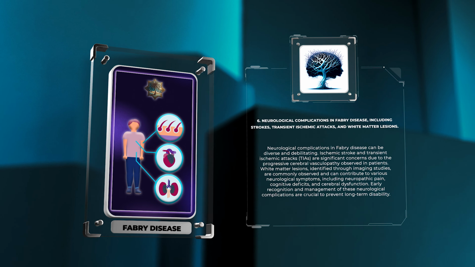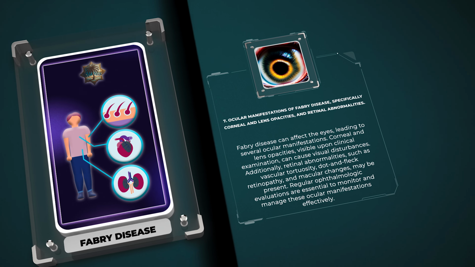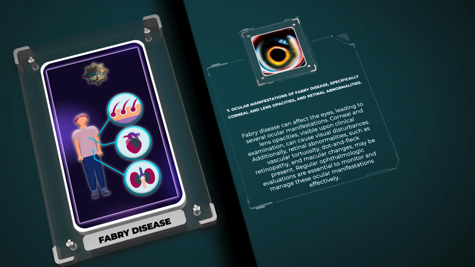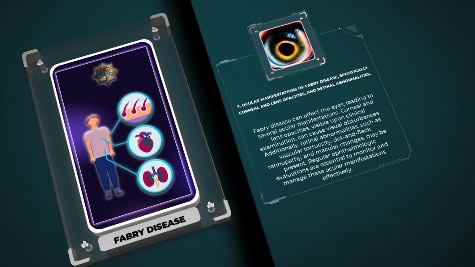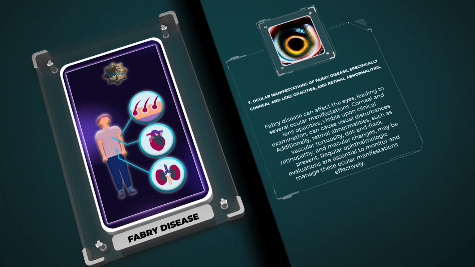Fabry disease can affect the eyes, leading to several ocular manifestations. Corneal and lens opacities, visible upon clinical examination, can cause visual disturbances. Additionally, retinal abnormalities, such as vascular tortuosity, dot and fleck retinopathy, and macular changes, may be present. Regular ophthalmologic evaluations are essential to monitor and manage these ocular manifestations effectively.